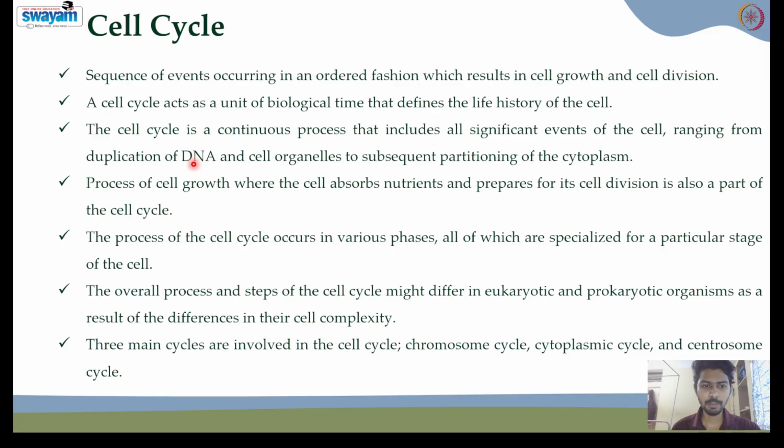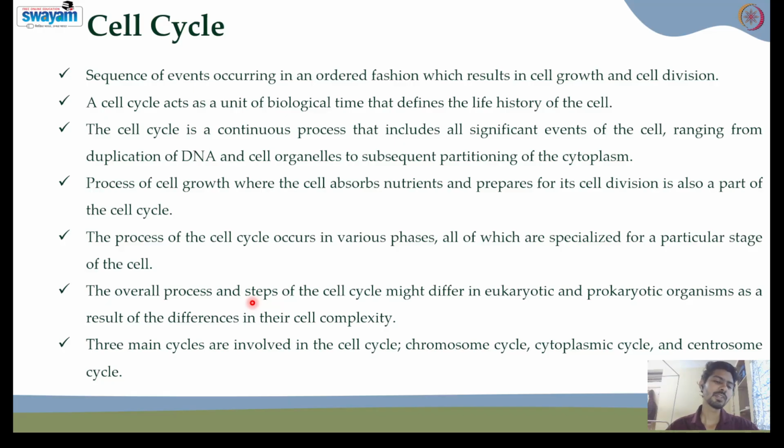It includes all the significant events of the cell, ranging from DNA duplication and cell organelles to subsequent partitioning of the cytoplasm. So in this process of cell growth, the cell absorbs nutrients and prepares itself for division. And this occurs, as we have already seen, in various phases which are specialized for a particular stage of the cell. The overall process and these steps are different for eukaryotes and prokaryotes, as there is structural complexity in their own systems.